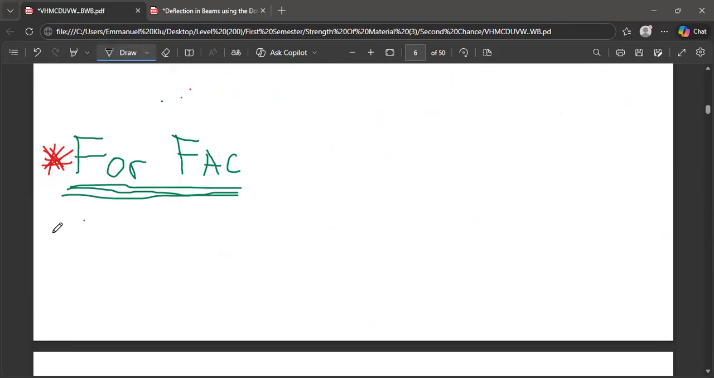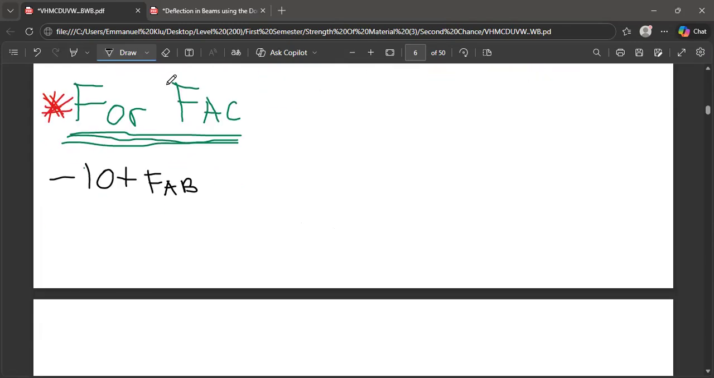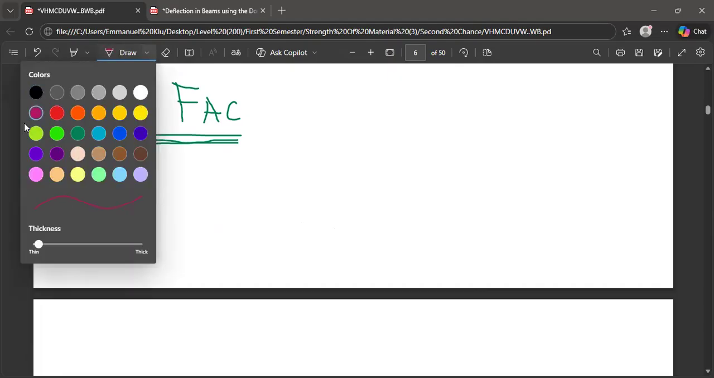So we are going to be getting negative 10 plus FAB. That is, we want to know the horizontal forces, the forces that are moving in the x-axis. Okay. Why don't we put down our rule? Then let's put down our rule so that the rule can guide us. Exactly.